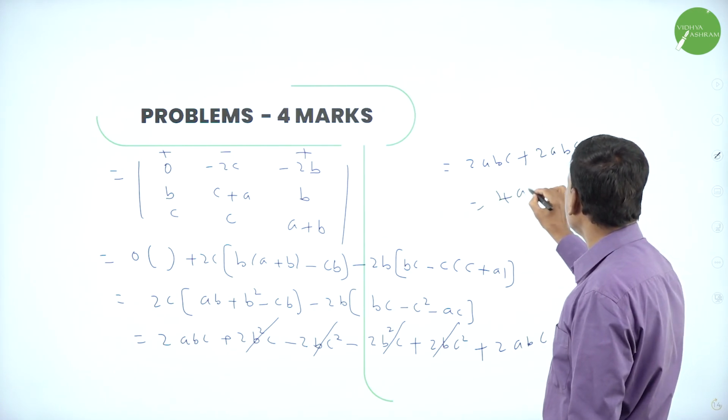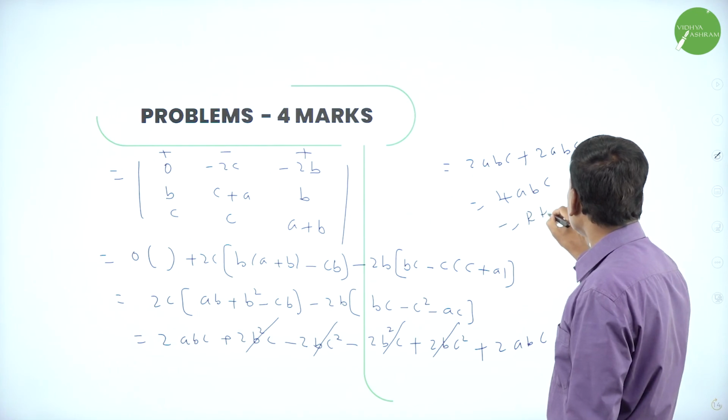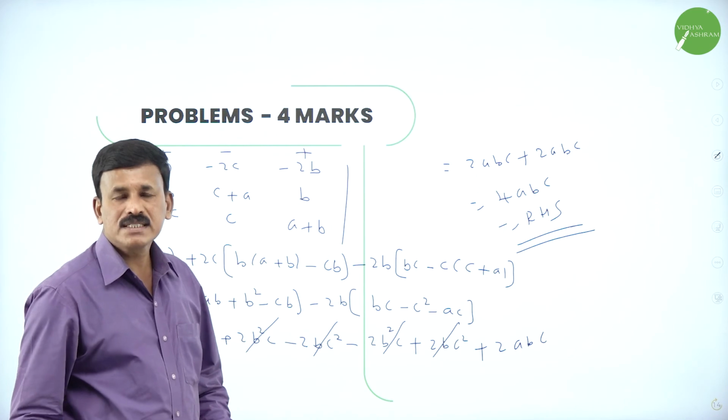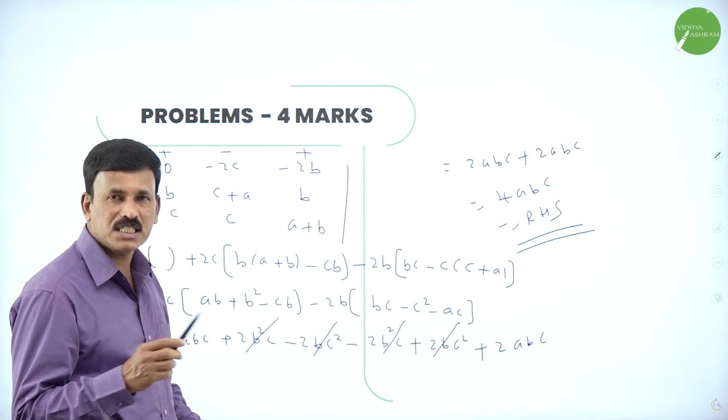This is equal to 4 times abc, your RHS. This is the required answer. Okay, let us explain once again. Come back. I will explain once again.